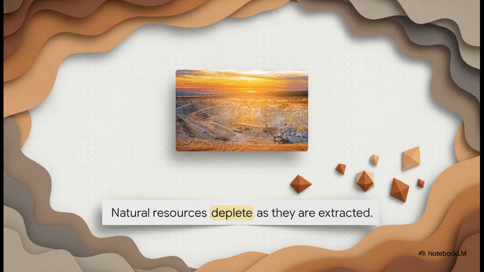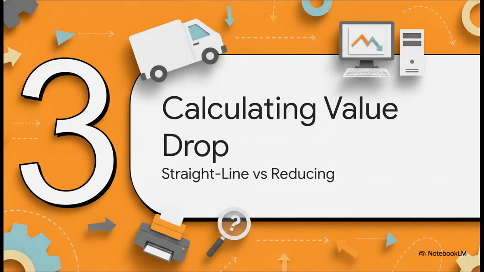A mine is a perfect example. It physically consumes its own inventory as materials are extracted from the earth. As those resources vanish, tons at a time, the mine's value is tangibly depleted in real time until its economic life is totally spent. Moving on to Section 3, calculating the drop in value.